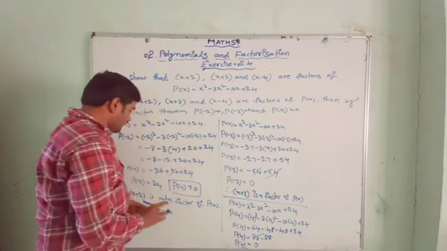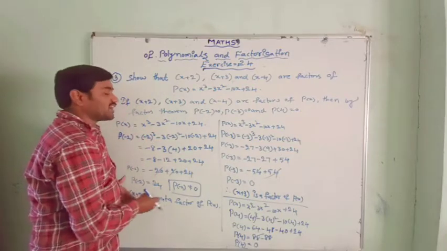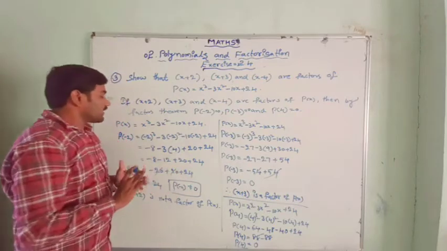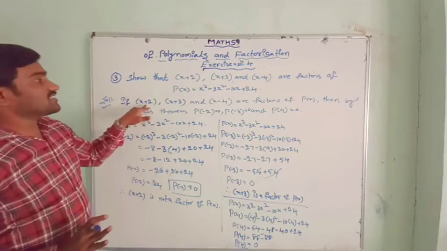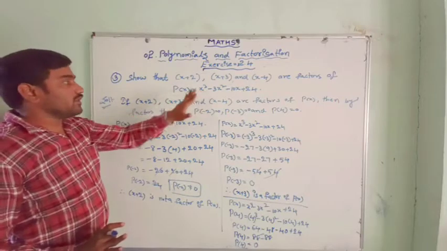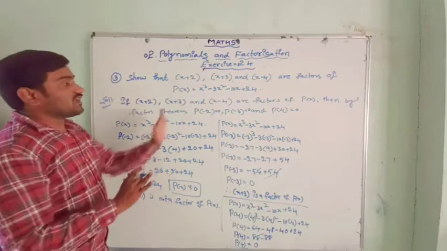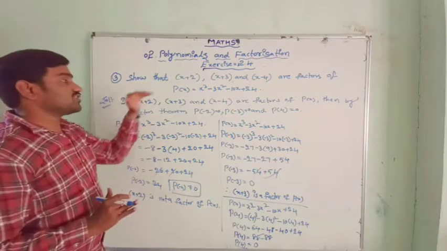So we get that x plus 2 is not a factor of this polynomial. See that clearly, x plus 2 is not a factor of this polynomial. The remaining x plus 3 and x minus 4 are factors of this polynomial. Why is x plus 2 not a factor?